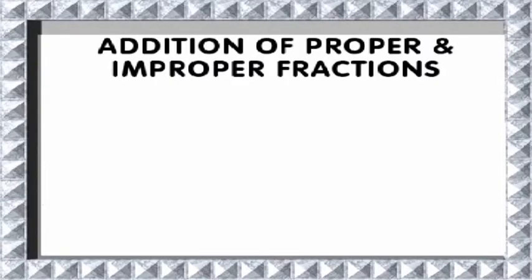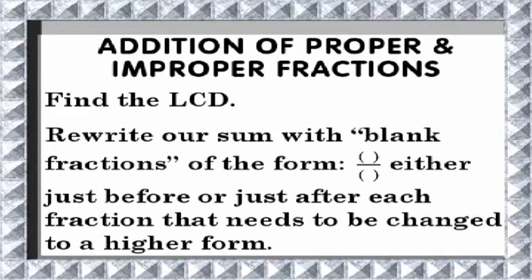Addition of proper and improper fractions. Find the LCD. Rewrite our sum with blank fractions of the form parentheses divided by parentheses, either just before or just after each fraction that needs to be changed to a higher form.